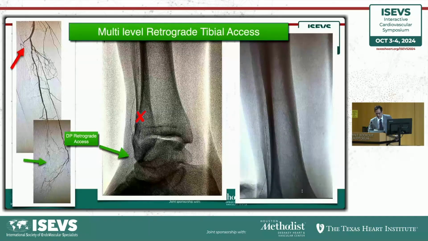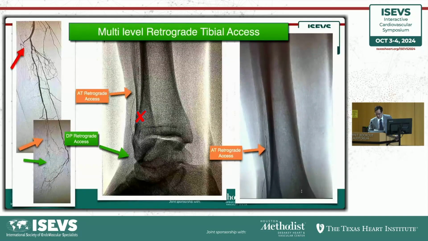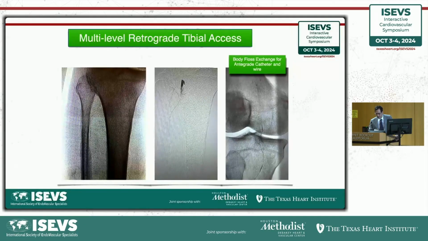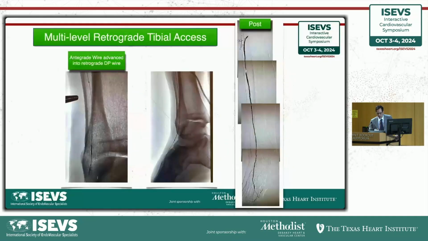My wire did not advance past the ankle, so I gained access retrograde right above that, and this wire was able to be advanced retrograde across the occlusion and the distal cap into the pop, advanced the wire into an antegrade microcatheter, and then worked from above. I kept that microcatheter in the dorsalis pedis, and I was able to wire into that dorsalis pedis catheter and externalize it, and from there performed my atherectomy and balloon angioplasty.